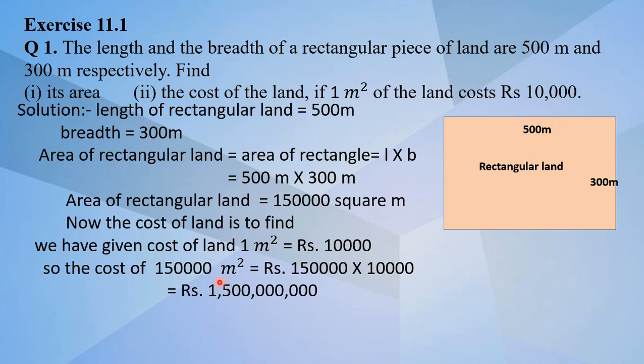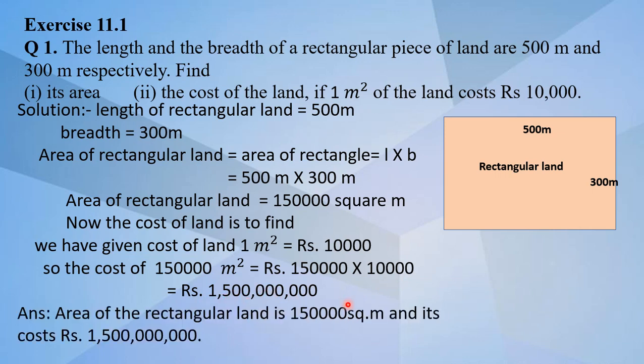So the cost of 1,50,000 meter square is rupees 1,50,000 into 10,000, and we get this much rupees that we need to pay to purchase the rectangular piece of land. So here we can say the area of this rectangular land is 1,50,000 square meter and its cost is 1,50,000 into 10,000 rupees. So I hope in this way we will calculate.